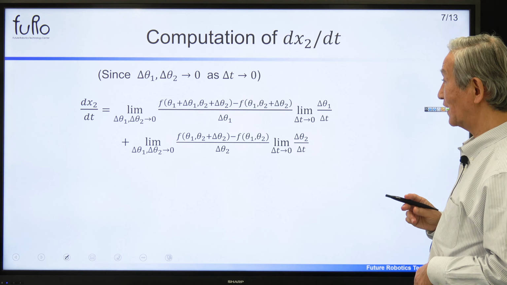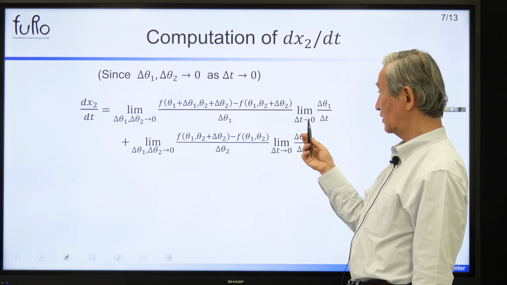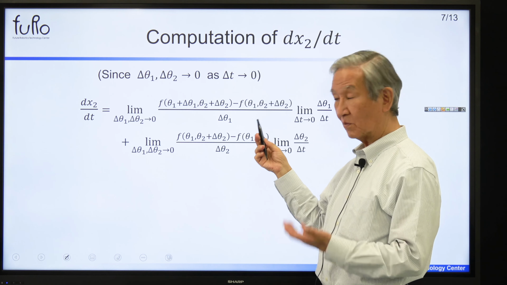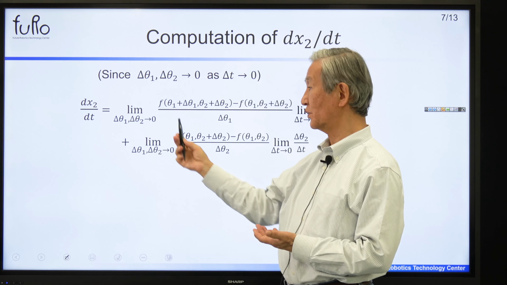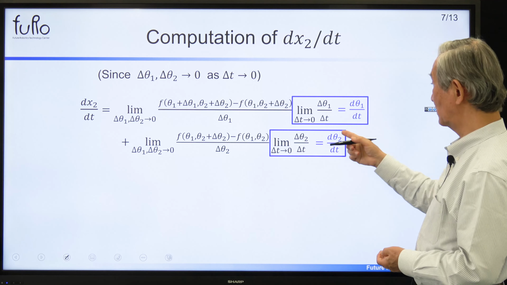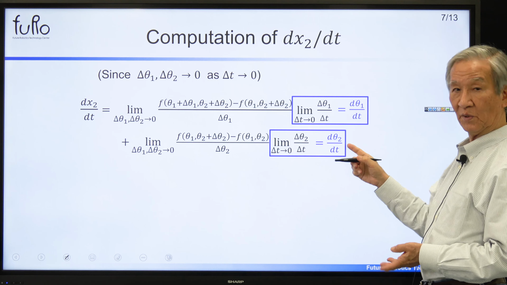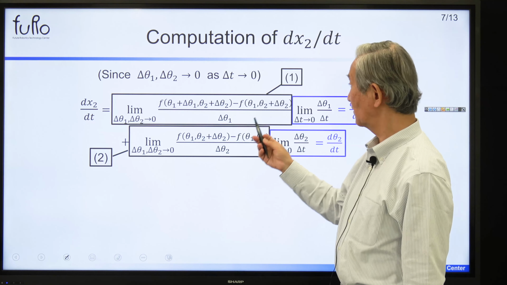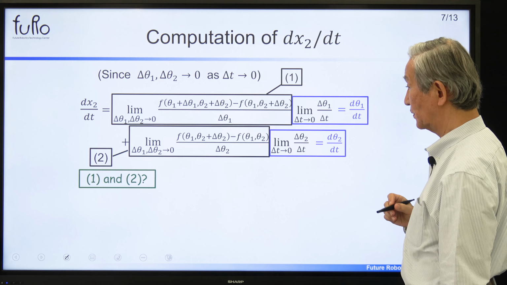So we can rewrite that equation into this form. In this part, let delta t go to 0. In this part here, delta t does not explicitly come in, so delta theta 1 and delta theta 2 go to 0. Same thing here. So those two become the speed of theta 1 and the speed of theta 2. So the problems are those terms 1 and 2. How can we compute those?